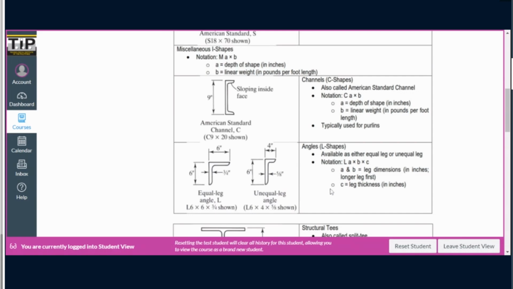But how about C? What does this third number stand for? C stands for the leg thickness, the thickness of both of the legs. Usually they are uniform, so we do not see an angle where the thickness of each leg is different. In this case, L 6 by 6 by 3/4 means the thickness of each leg is 3/4 inches. While for this one, 6 by 4 by 5/8 means the thickness of the leg is 5/8 inches. Okay, so that's how we name angles.